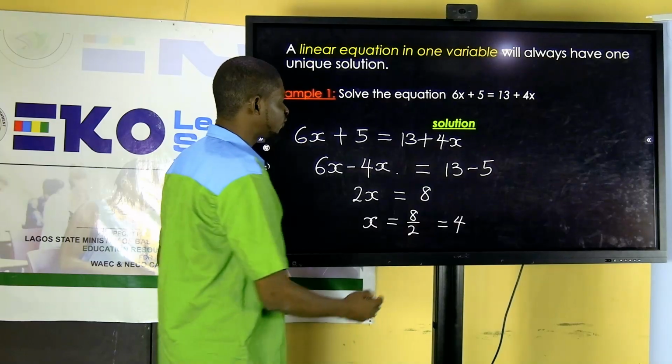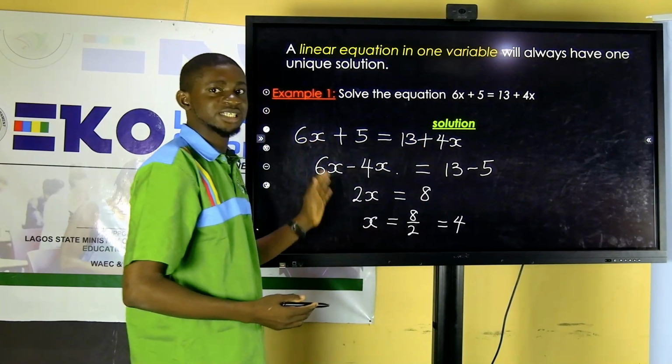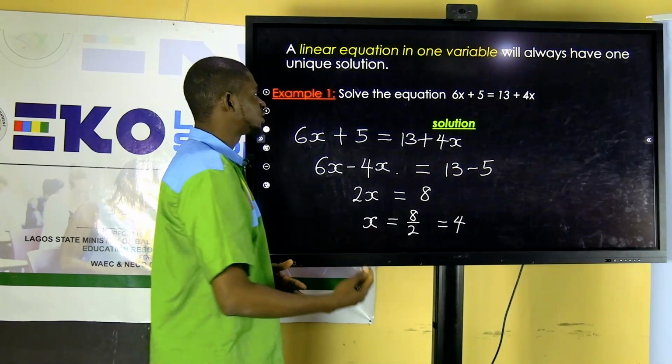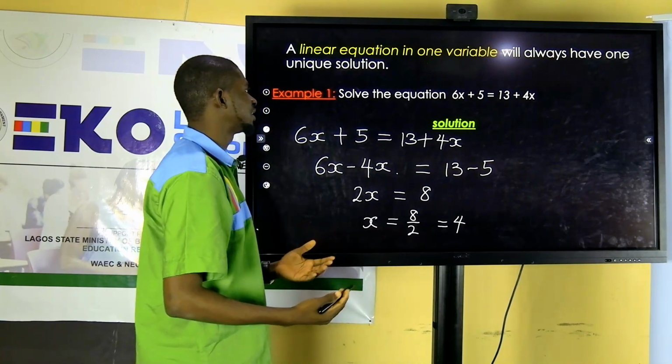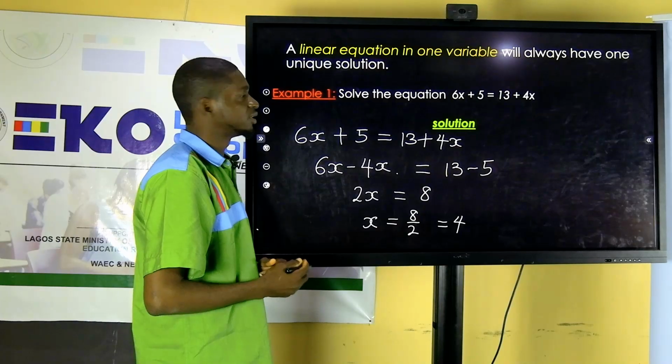So if we put 4 here, it will definitely tell us that what is at the right-hand side is equal to what is at the left-hand side. That is about this problem.